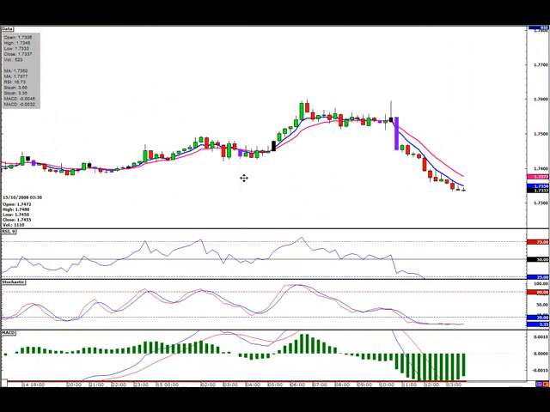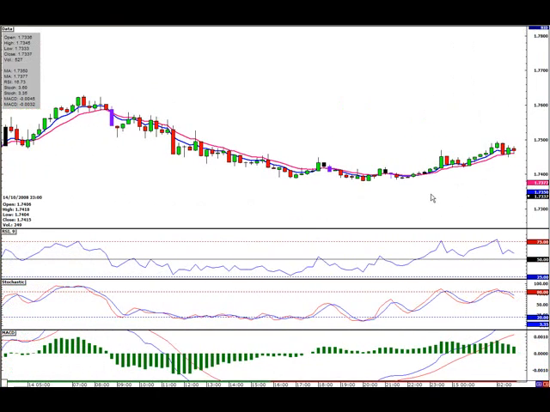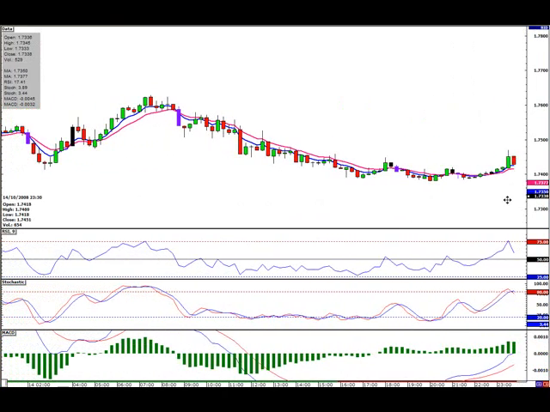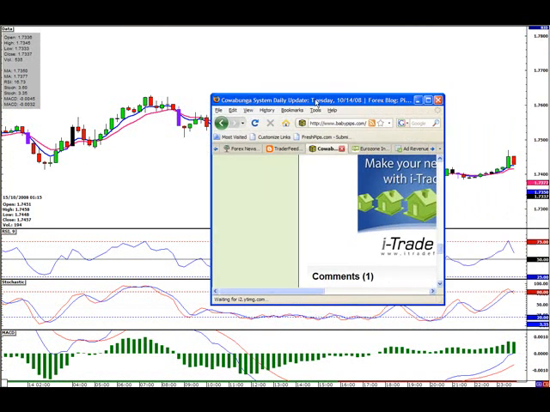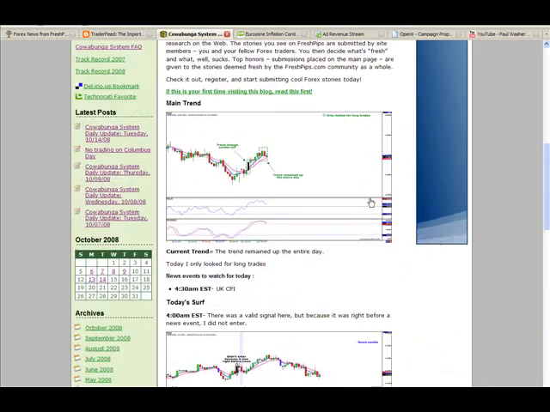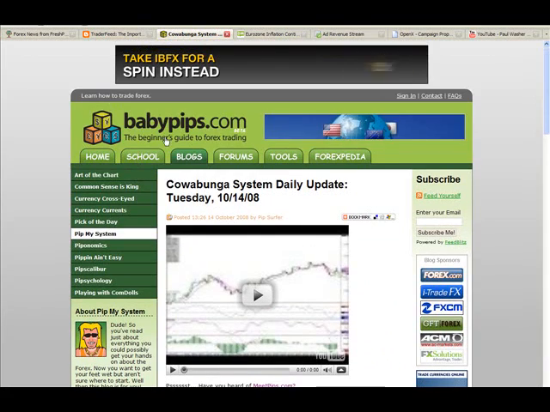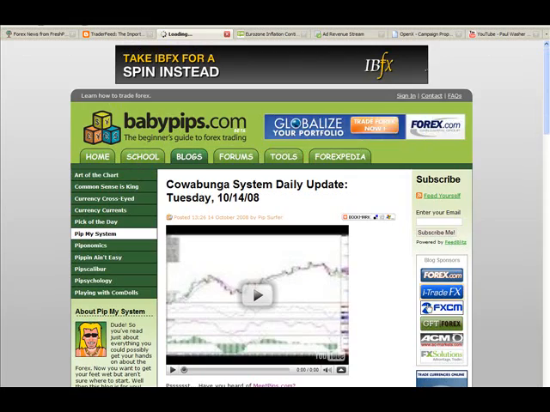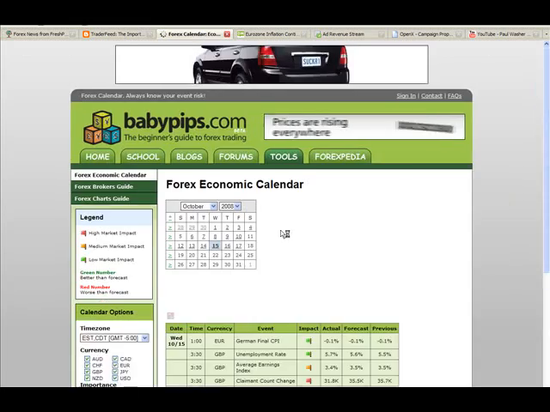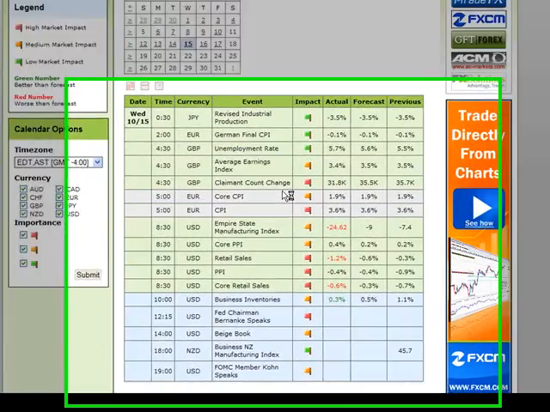Now we simply go to our 15-minute chart, and I'm going to move the chart back to, again, just before midnight, so you can see what my chart looked like. Before I start moving on with the day, the first thing I always want to do is check my news. You can go to babypips.com, click on tools here, and it'll bring up the news events for the day.